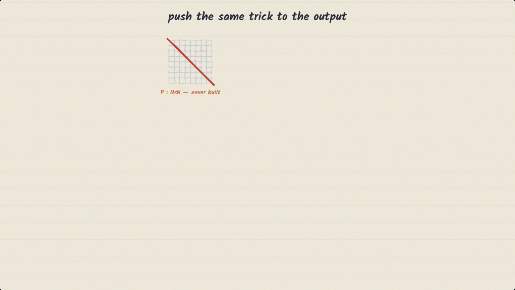But the softmax denominator was never the real goal, the output O is. So push the exact same trick one level up onto the output itself. Alongside the running max and running sum, keep a running output vector. When a new block arrives with a new maximum, rescale that running output by the very same correction factor. Then add this block's contribution, its local softmax weights p tilde times its values V. You divide by the running sum only once at the very end.